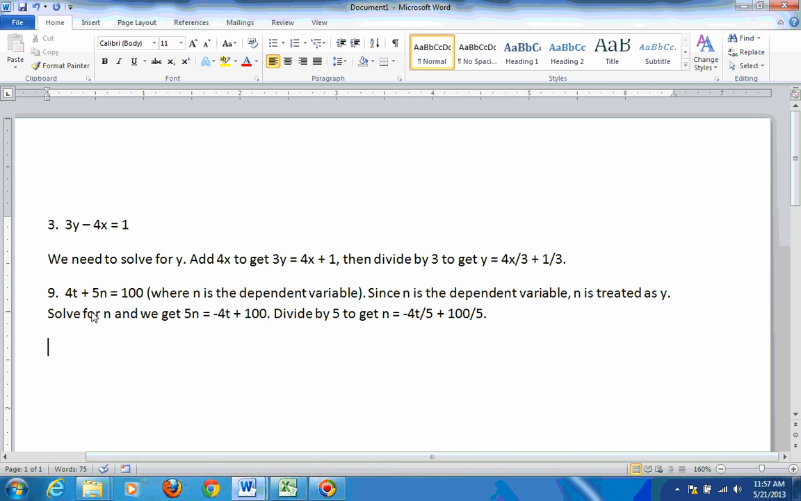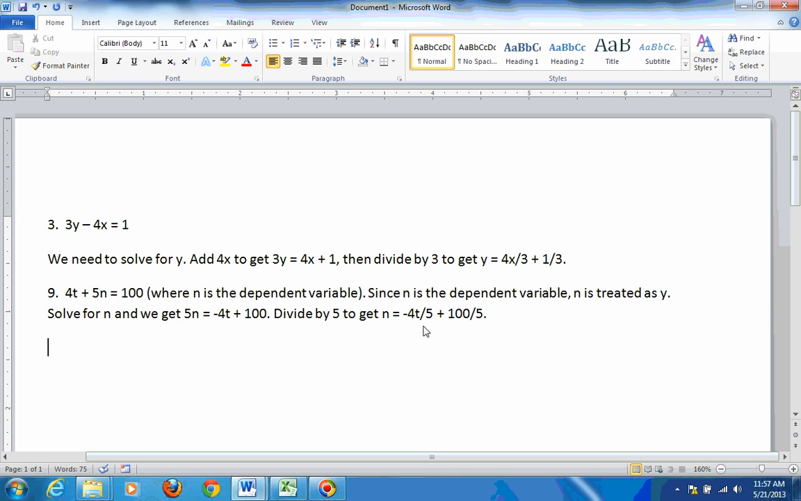On 9, it says this equation right here where n is the dependent variable. Now, since n is the dependent variable, n is treated as the y variable. So we've got to solve it for y. So in this case, you solve it for n. Subtract the 4t from both sides, you get 5n equals negative 4t plus 100. Then divide through by 5, and you get n equals negative 4/5 t.